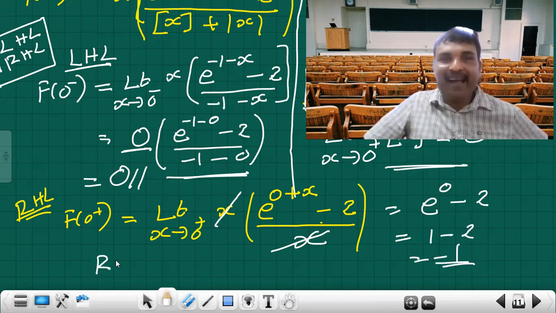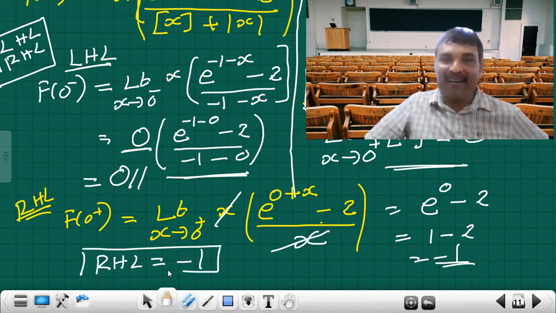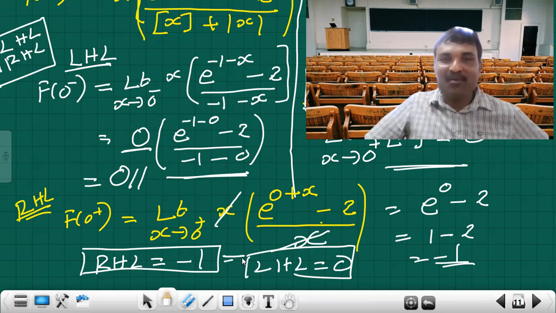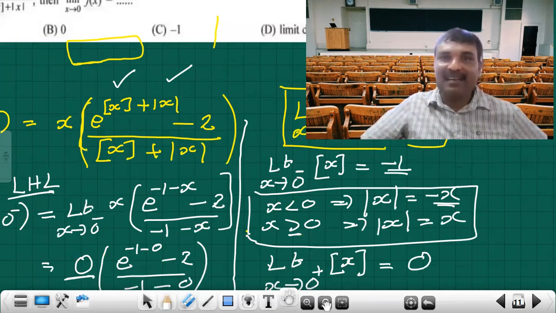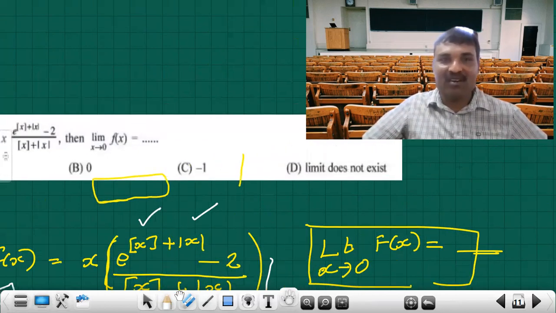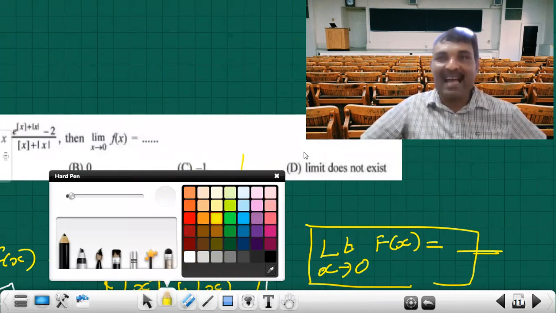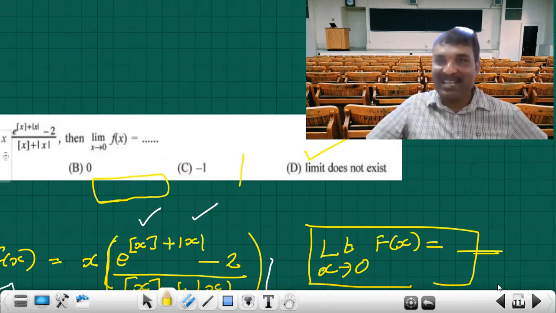So our right hand limit is obtained as minus 1 and the left hand limit evaluated as 0. Both are not equal, right? Both are not equal. So what do we have to say? We can say the limit does not exist for this function. Limit does not exist. So D is the correct option.